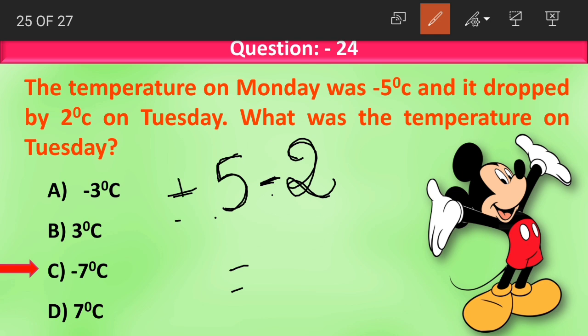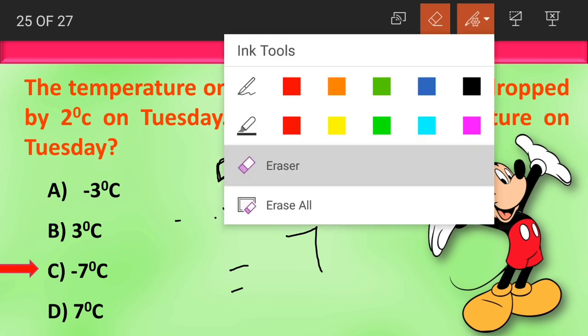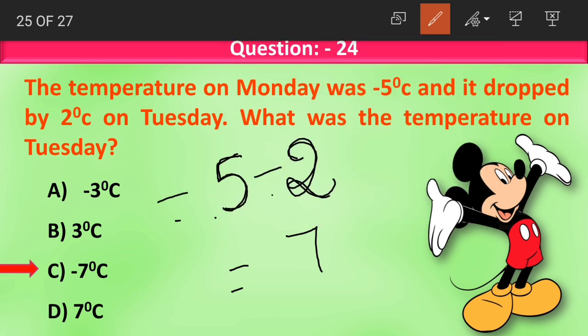Both the signs are the same. If it was plus 5 and plus 2, you would have added both the numbers. As both the signs are the same, we are adding. 5 plus 2 is 7. But here we are having minus 5 and minus 2. Both the signs are the same, so we add the numbers. 5 plus 2 is equal to 7. Now 5 is the higher absolute value number and it has a negative sign, so the answer will also have a negative sign.